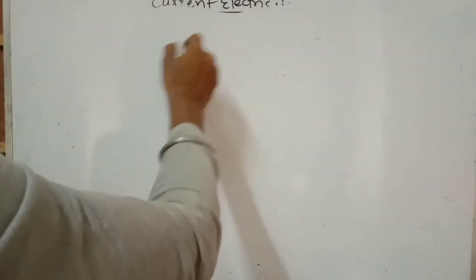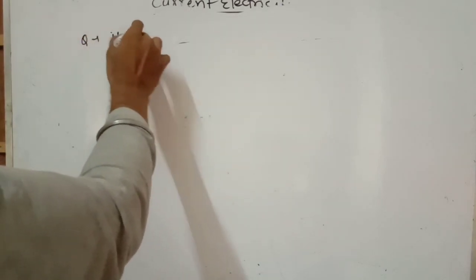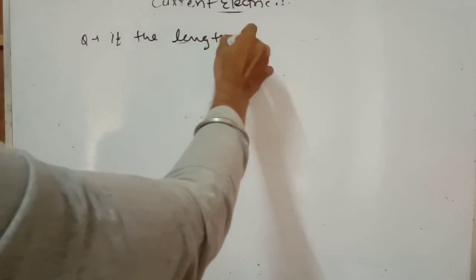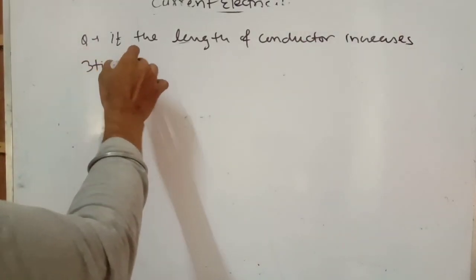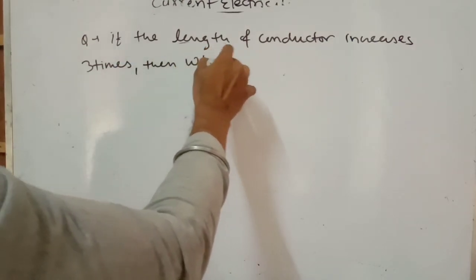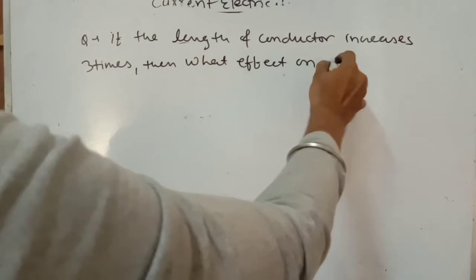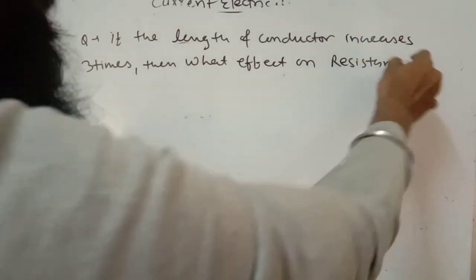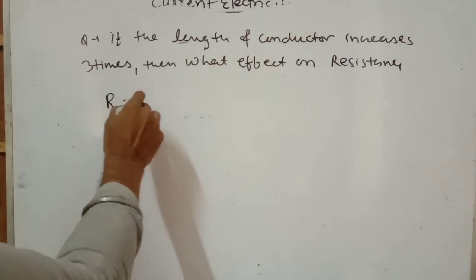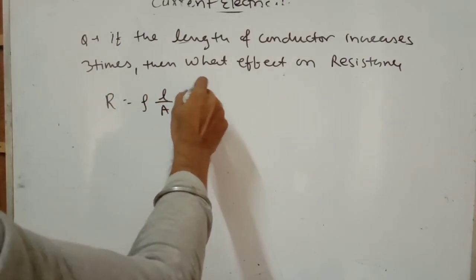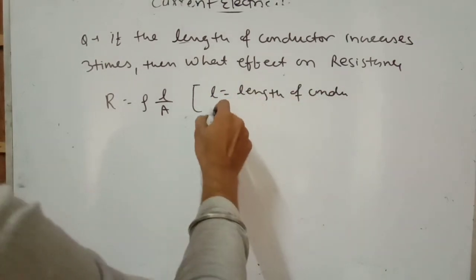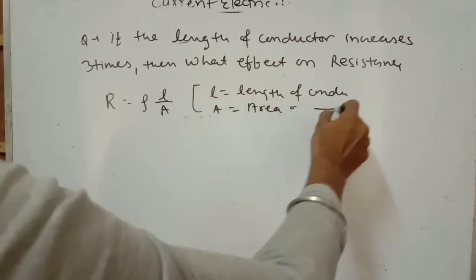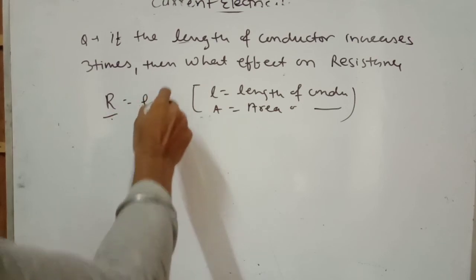So let's consider the question: if the length of the conductor increases 3 times, then what is the effect on resistance? Okay, so we know that R equals what? Rho into L by A. Here L is the length of the conductor and A is the area of the conductor. So you can write resistance R equals rho into L by A.